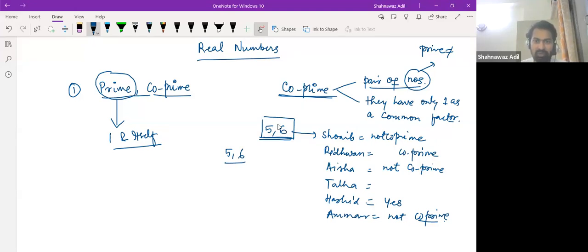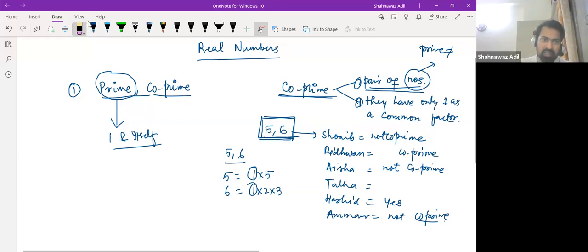And what is the common factor between these two? What is the HCF? So 5 is 1 into 5, and 6 is 1 into 2 into 3. So only 1 is the common factor. So is this fulfilling these two criteria? Yes, guys. Yes, sir. So which means that 5 and 6 are co-prime numbers. Clear? Is this clear, everyone? Yes, sir.